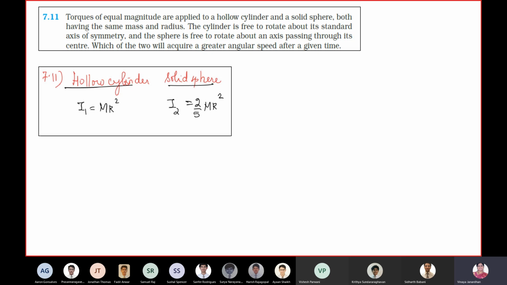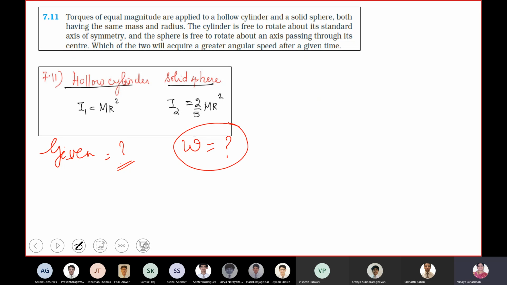First, write what is given in a numerical. Always when you solve a numerical, you need to write what is being given. Then you have to write what is to be found. So the question is, what is the angular speed? Now think over what is given. Torques of equal magnitude means the torque you are applying on the cylinder and the sphere should be equal, so tau 1 must be equal to tau 2.